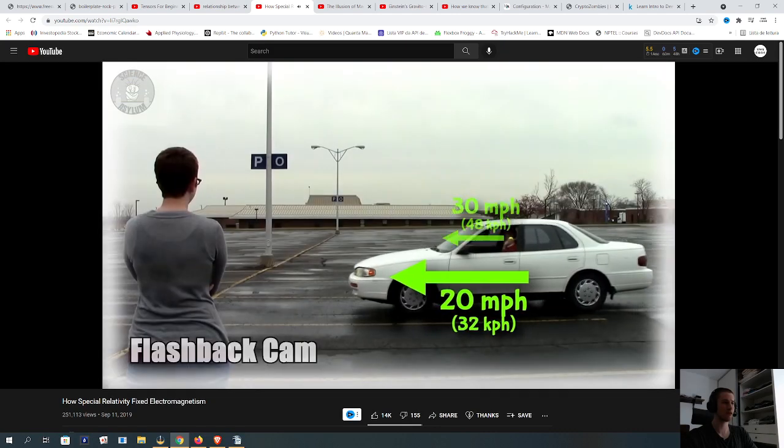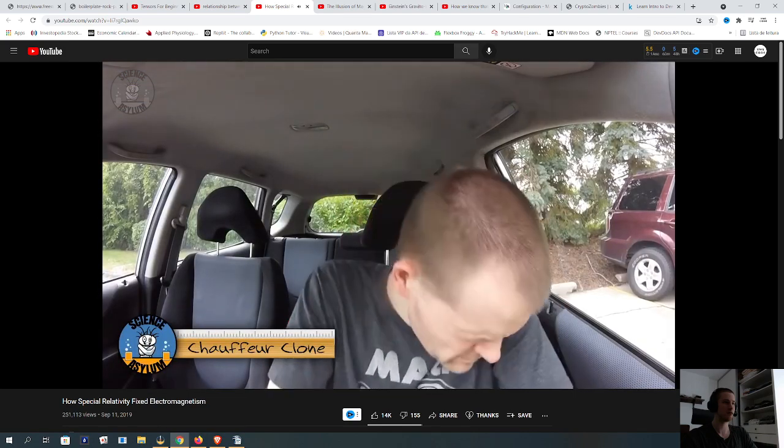We've known since the time of Galileo that motion is relative. I demonstrated this a long time ago with a tennis ball in a car. Actually, that reminds me, whatever happened to chauffeur clone? Oh well, he'll turn up eventually.